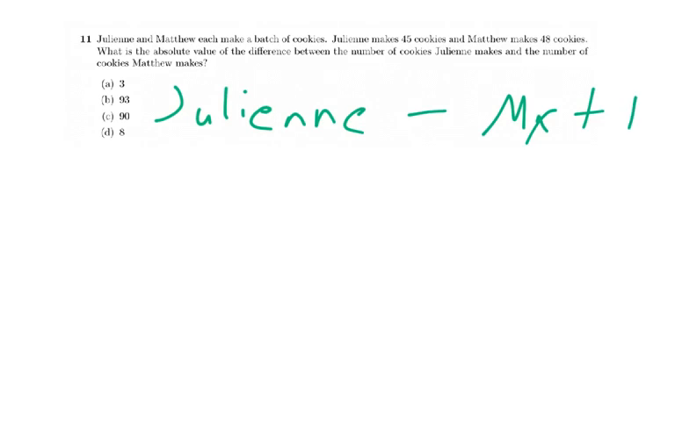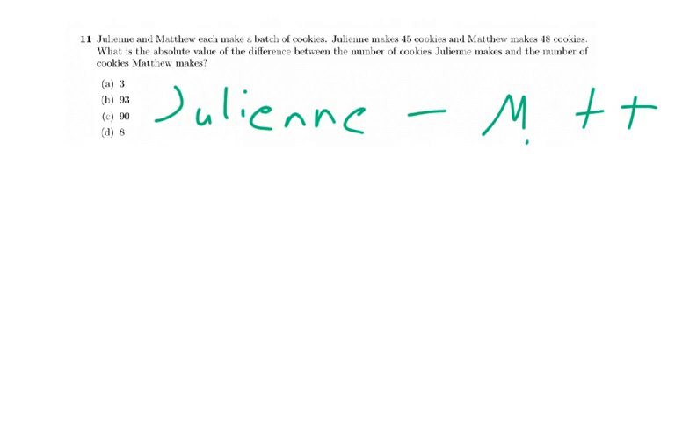Now let's look at this one. Julian and Matthew each make a batch of cookies. Julian makes 45 and Matthew makes 48. What is the absolute value of the difference between the number of cookies Julian makes and the number of cookies Matthew makes? So they want to know the difference of Julian and Matthew. With difference, the order is important.